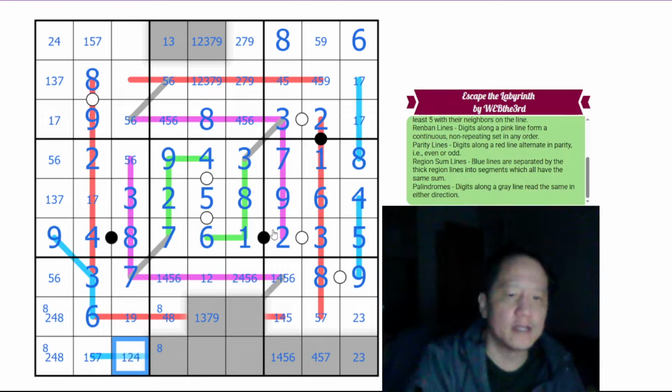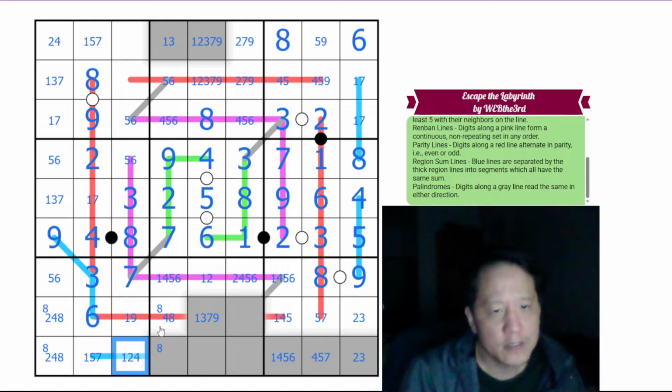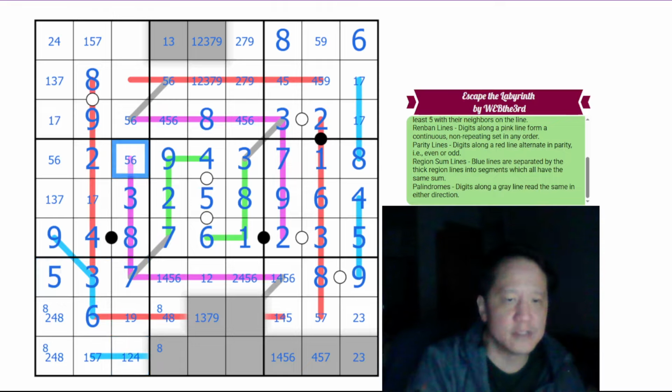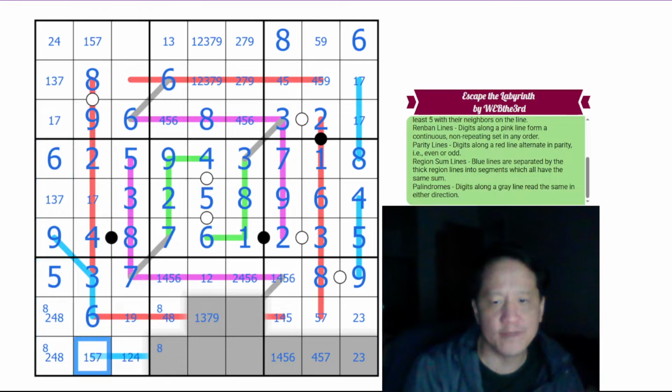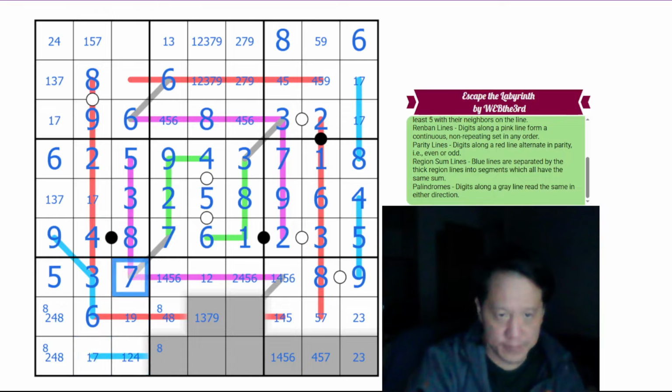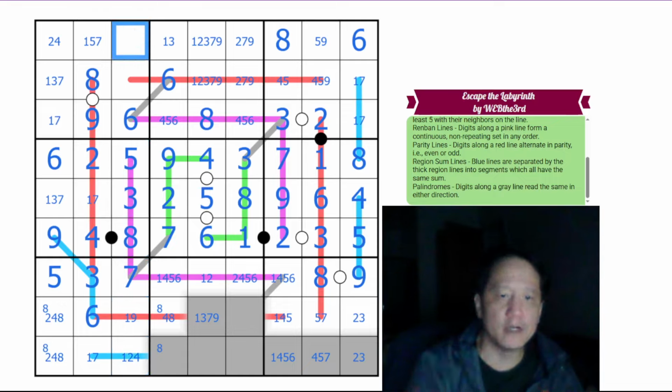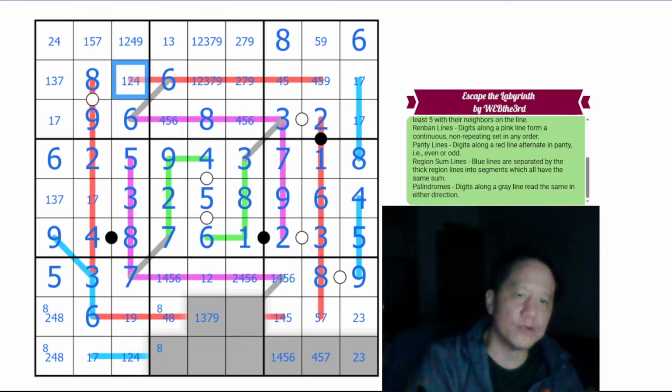9 cannot be on the... This 6 eliminates 6 here, so this is 5, which means this can't be 5 anymore on this rim band, so this is 5 here. That forces this to be 6. 5 eliminates 5 here, so that's 6. This can't be 5. We have 1, 2, 4, 9 remaining in column 3.